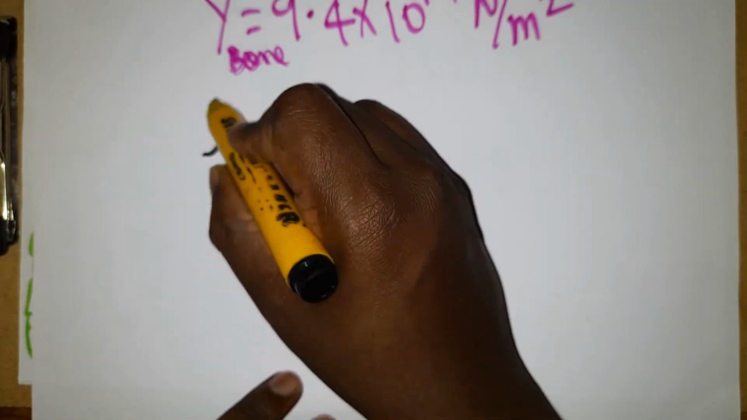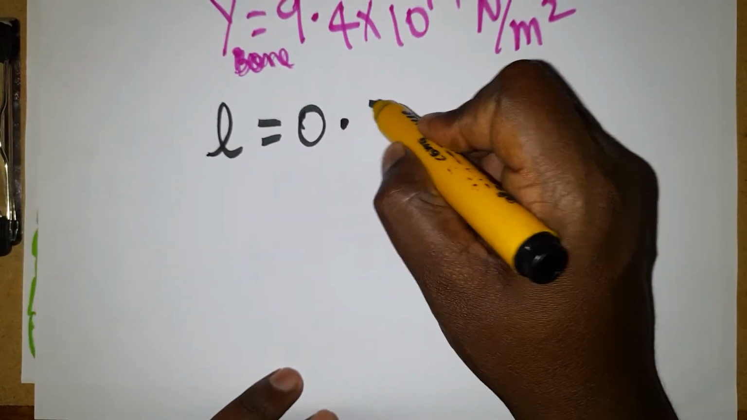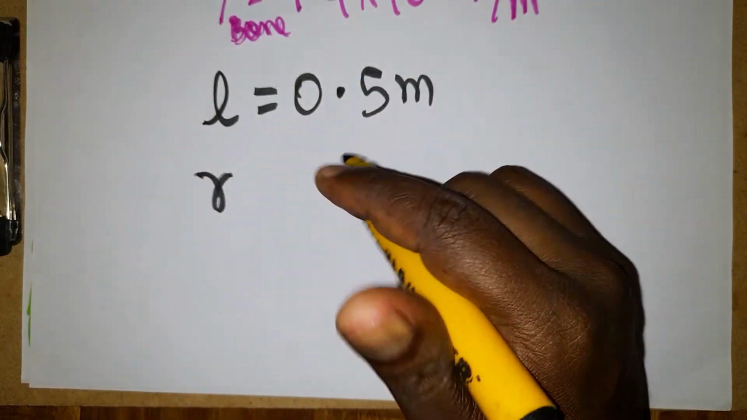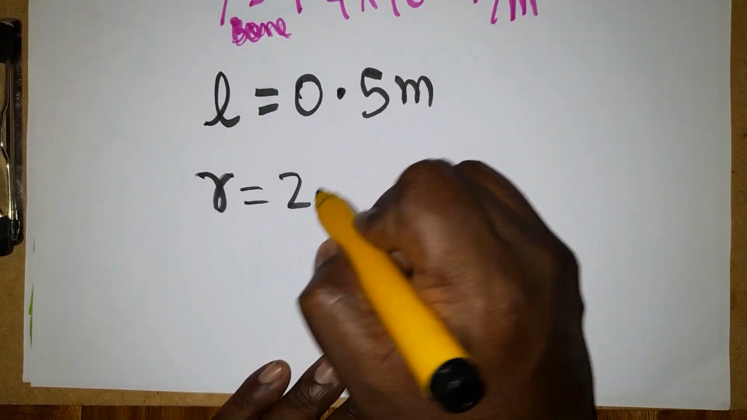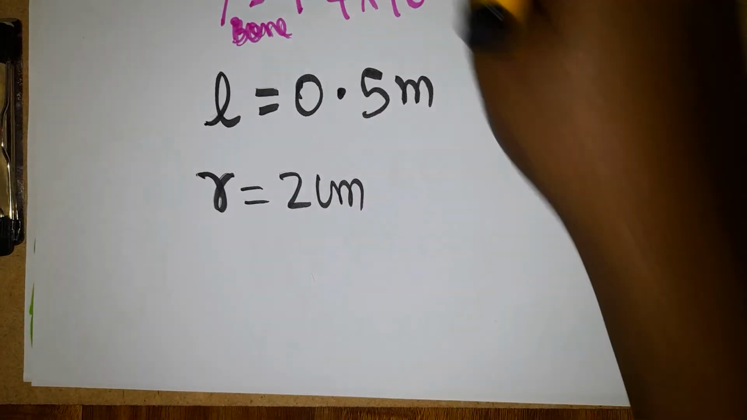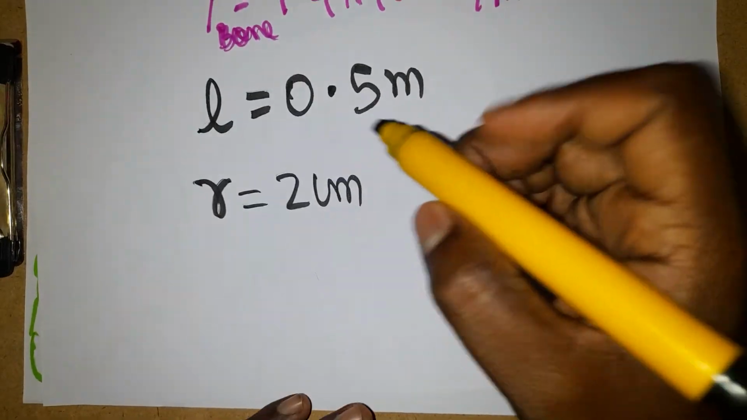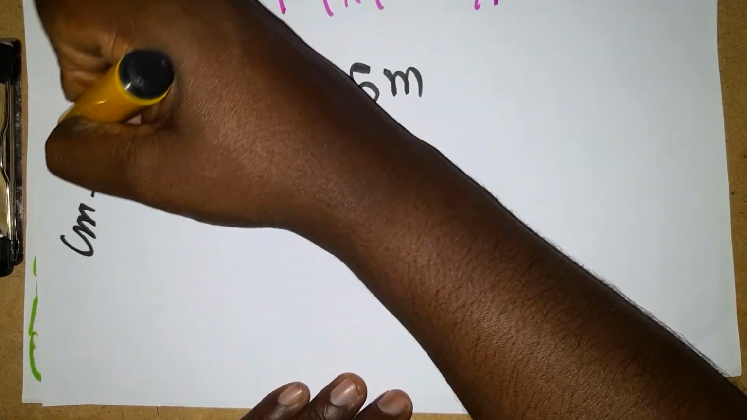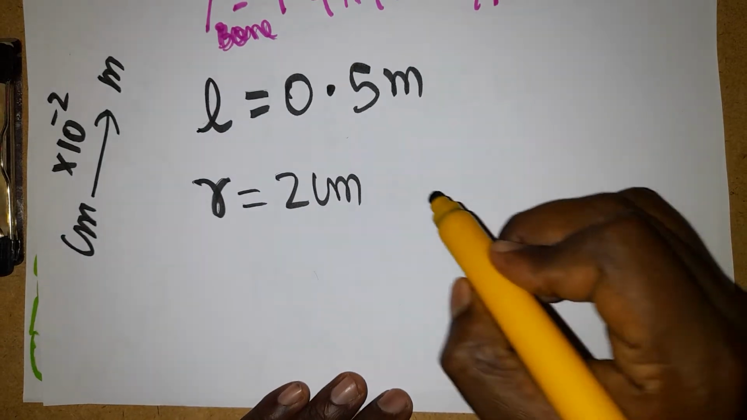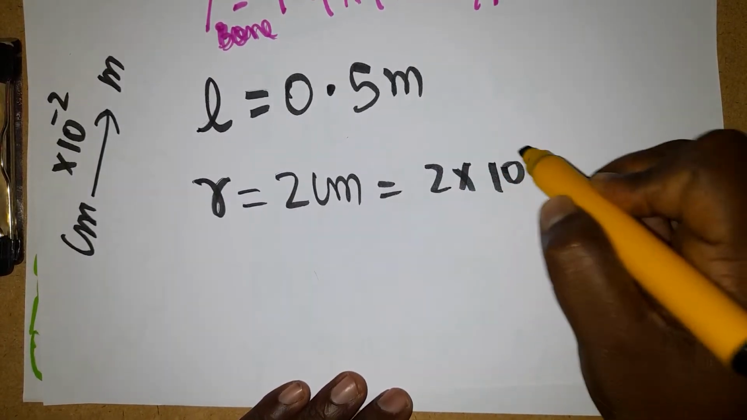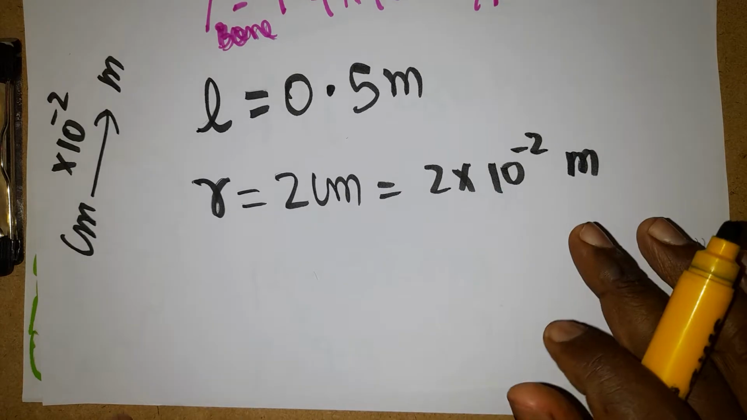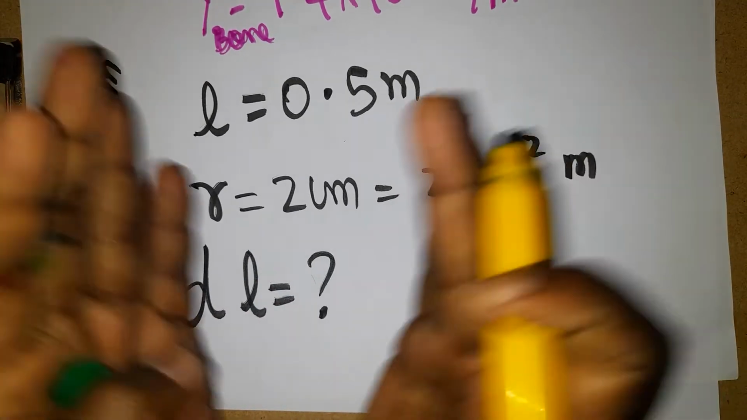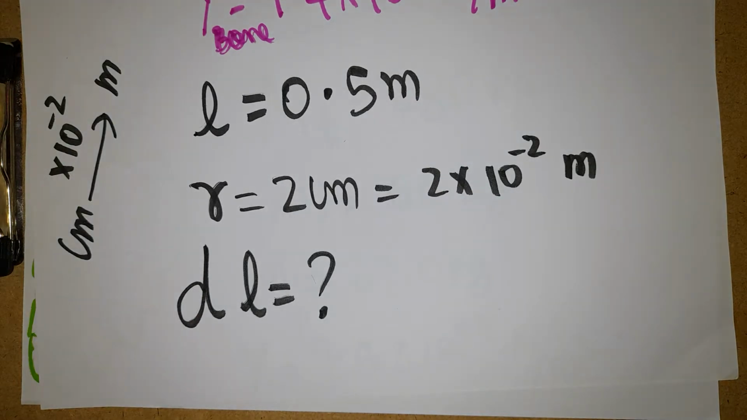Next, the length of the leg is 0.5 meter, exactly half a meter. The effective radius of the leg is given as 2 centimeter. If the problem gives centimeter, you should convert centimeter to meter by multiplying by 10 power minus 2, or dividing by 100. So it is 2 into 10 power minus 2 meter. Radius also we got. Now the question is, what is the change in length of the bone? How much compression is going to happen to the bone, that is what we are going to find.